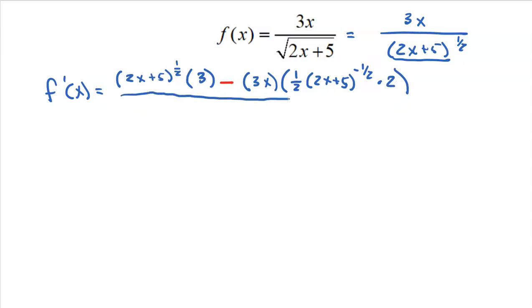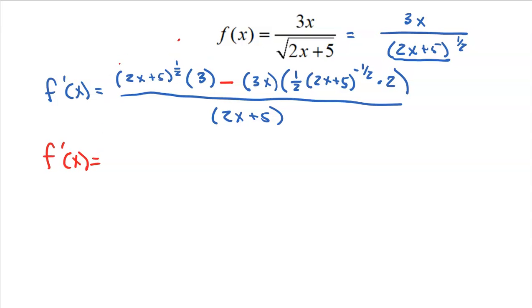And then again, I'm going to divide all of that by the denominator squared. Now, this is actually where something really cool happens. When I take the square root of 2x plus 5 and square it, I just get 2x plus 5. So that's kind of nice. All right, now comes all this fun cleanup work. And again, don't rush this. I highly recommend taking this in steps.